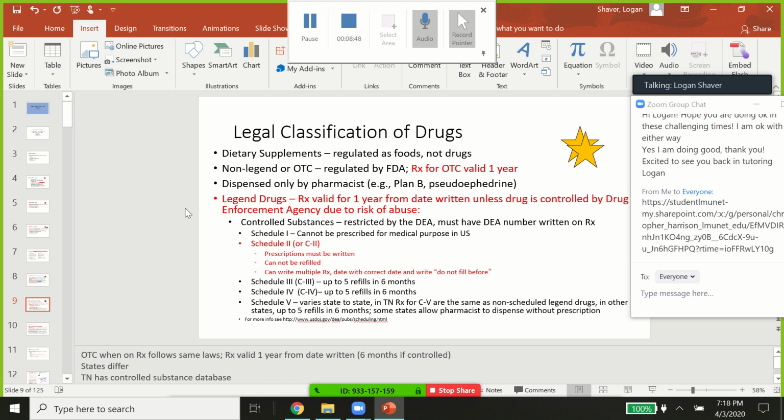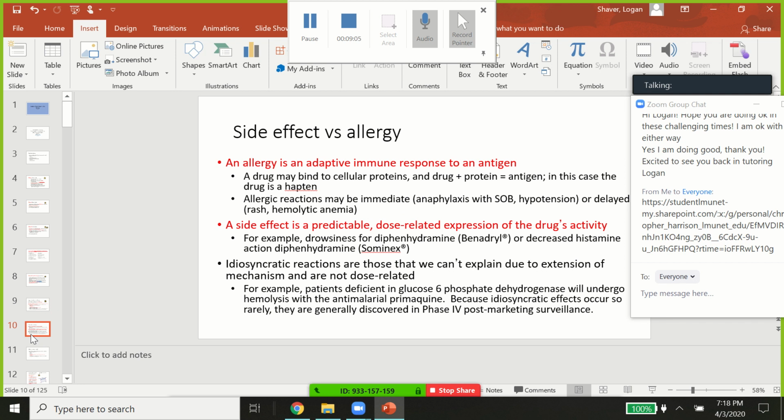I think there was a question where it told you what drug it was, so it was an obvious controlled substance, and it asked what you should do with this kind of medication. It was once again more of a first-order type question. We'll move on. Okay, so side effect versus allergy. An allergy is, of course, an adaptive immune response to an antigen.